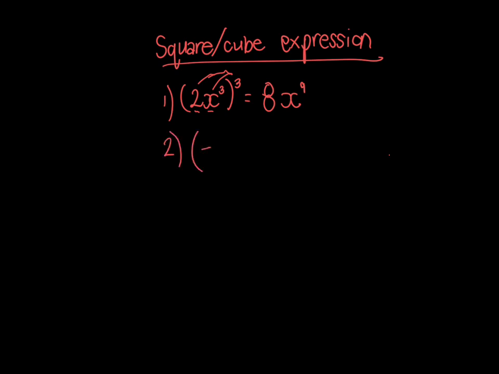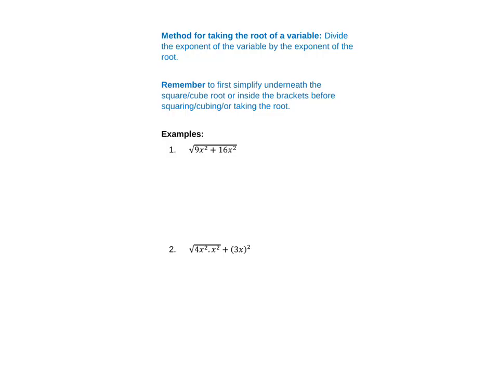If I have negative 3x squared to the power of 4, you're asking yourself, what is negative 3 to the power of 4 and what is x squared to the power of 4? A negative 3 to the power of 4 gives you positive, because it's to an even exponent, positive 81 x to the power of, and then 2 times 4 is 8. And there we have it. So that's just a quick recap on squaring or cubing an expression.